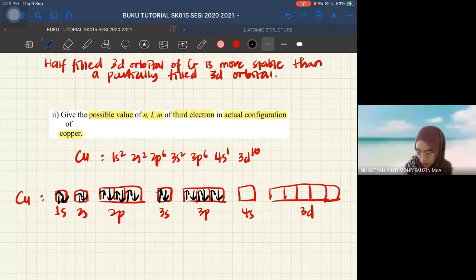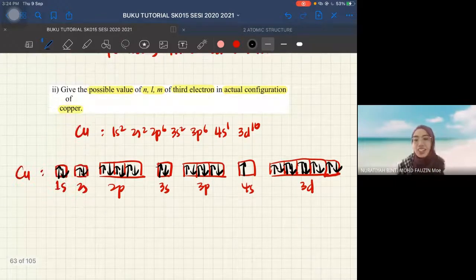For S1, 3D10. Tak payah apa lukis ni. Apa dah lukis? If the possible value of N of your, okay, how many unpaired electrons found in actual? Oh, okay, sorry. Ni skema ni bagi soalan lain.